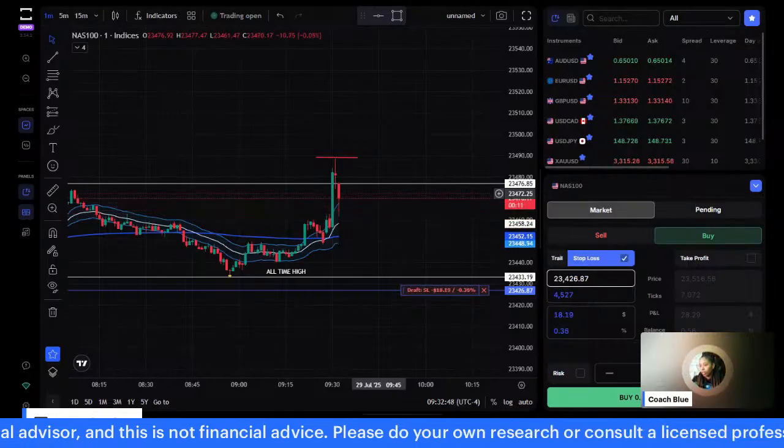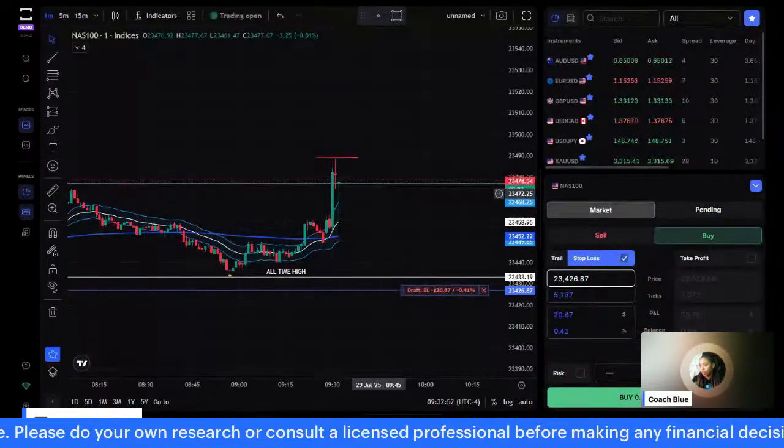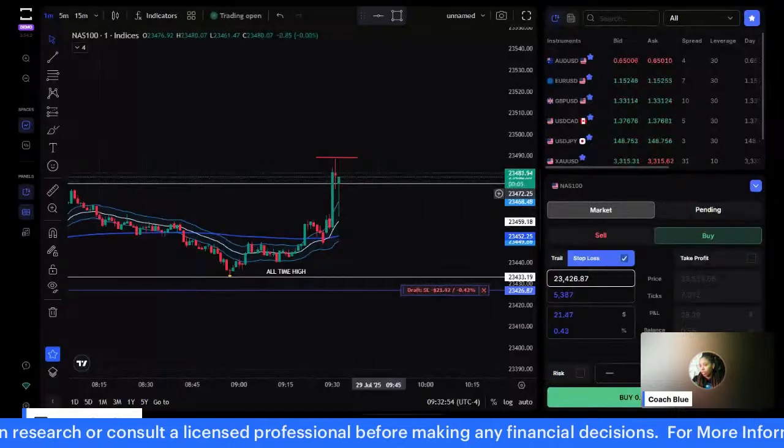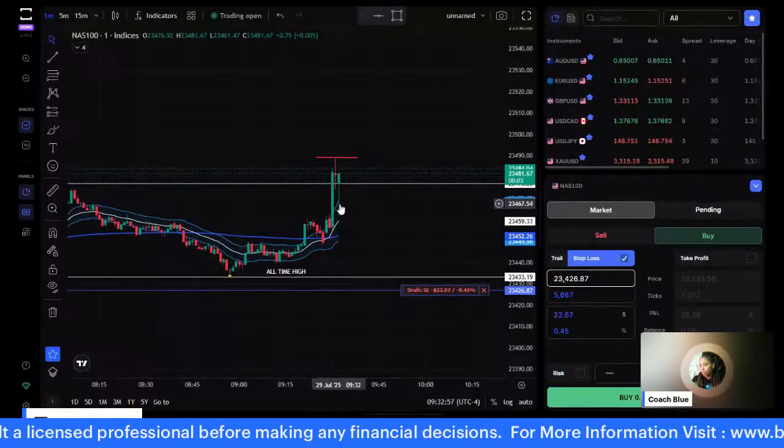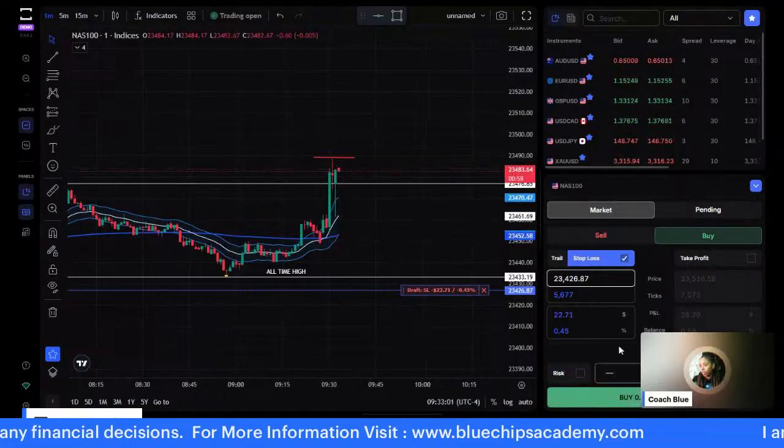We always wait until the candle closes. You never chase those volatile movements. Gotta wait till it closes. Look at that support right there. Wow. Okay. All right, that's a good sign.